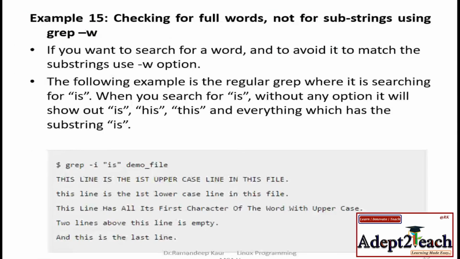Now I'll be checking for full words which are not substrings. So if I want to match a pattern, it should be treated as a full word. It should not be treated as an intermediary word. So I have an example here. Let's look at the example. grep -i, that means ignore the case. And I'm looking for the pattern is, and I want to look for this pattern in the file demo file.